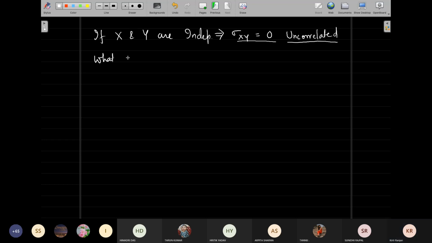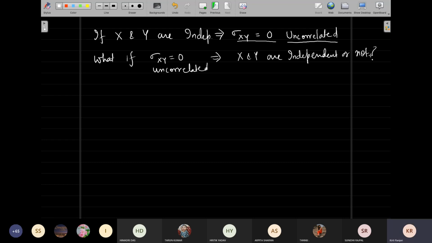What about the vice versa? What if sigma xy is equal to 0? That is, they are uncorrelated. Does it mean that x and y are independent? Or no? So that's the question. Okay, guesses?